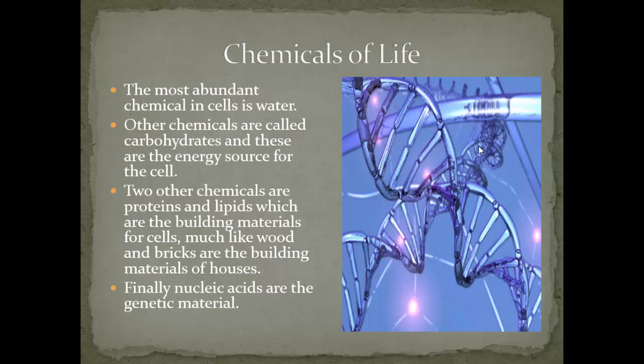and these two are the building materials for the cell. Just like wood and bricks are the building materials for houses, a cell wouldn't be able to exist without proteins and lipids. Proteins do everything from transporting nutrients to replicating DNA, replicating RNA, everything within a cell. It's very, very important. And then the nucleic acids are the genetic material. So the main chemicals of the cell are water, carbohydrates, proteins, lipids, and nucleic acids. Remember that.